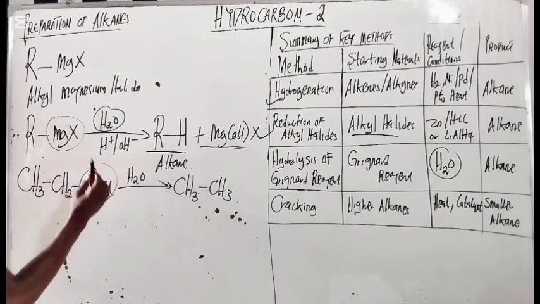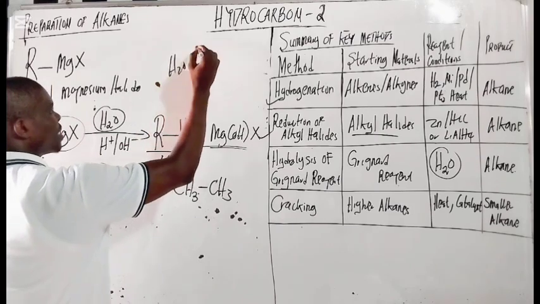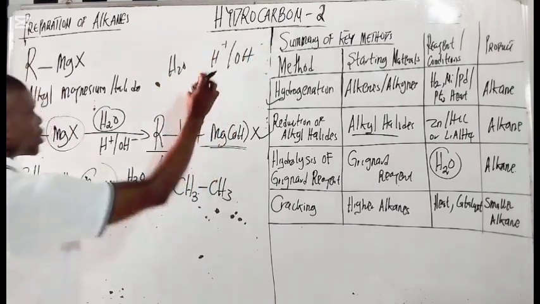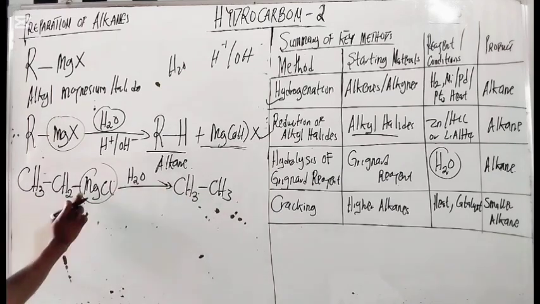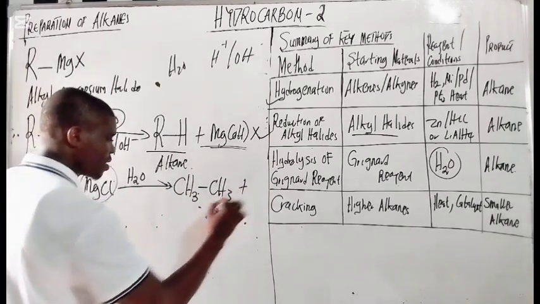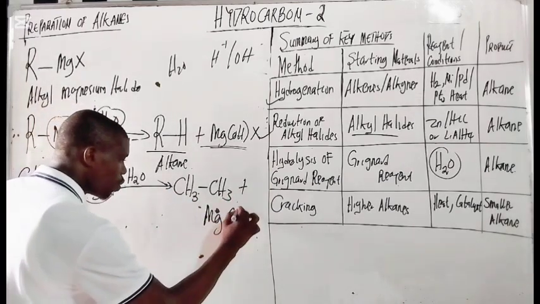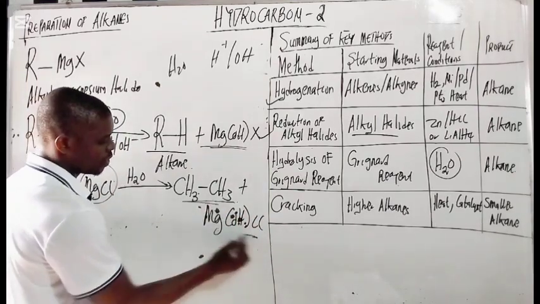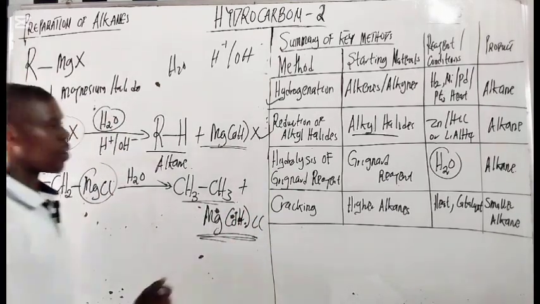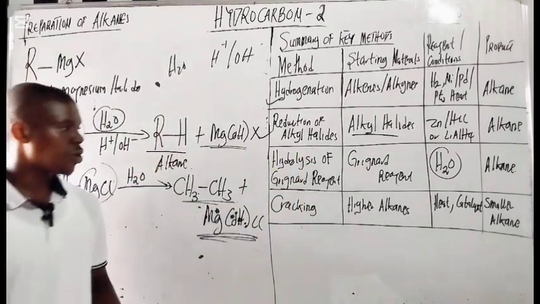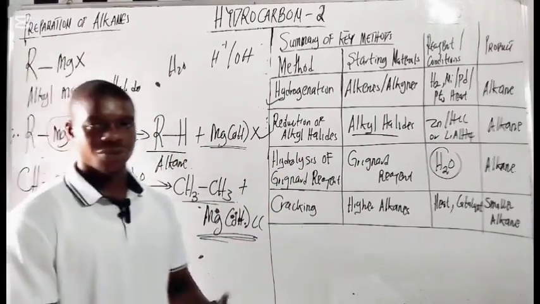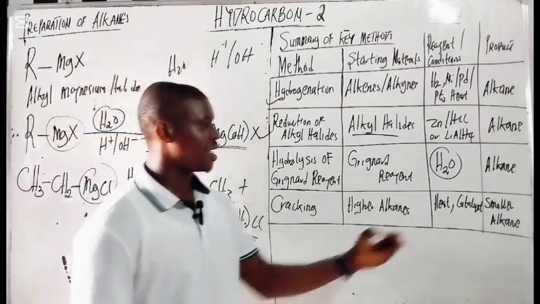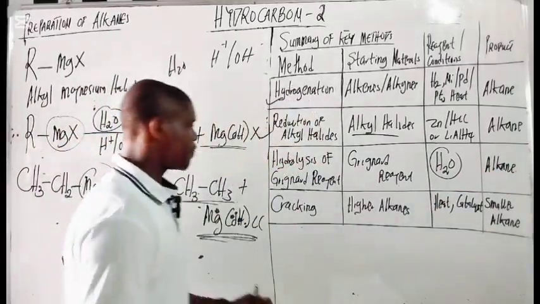Remember, we talk about H2O, which gives H plus and OH minus. The hydrogen is added here, and when you remove the magnesium chloride, what is left is plus MgOHCl. This is the main product, and this is the byproduct. This is everything about hydrolysis of Grignard reagent. This is one of the reactions that can be used to produce alkane as a product.